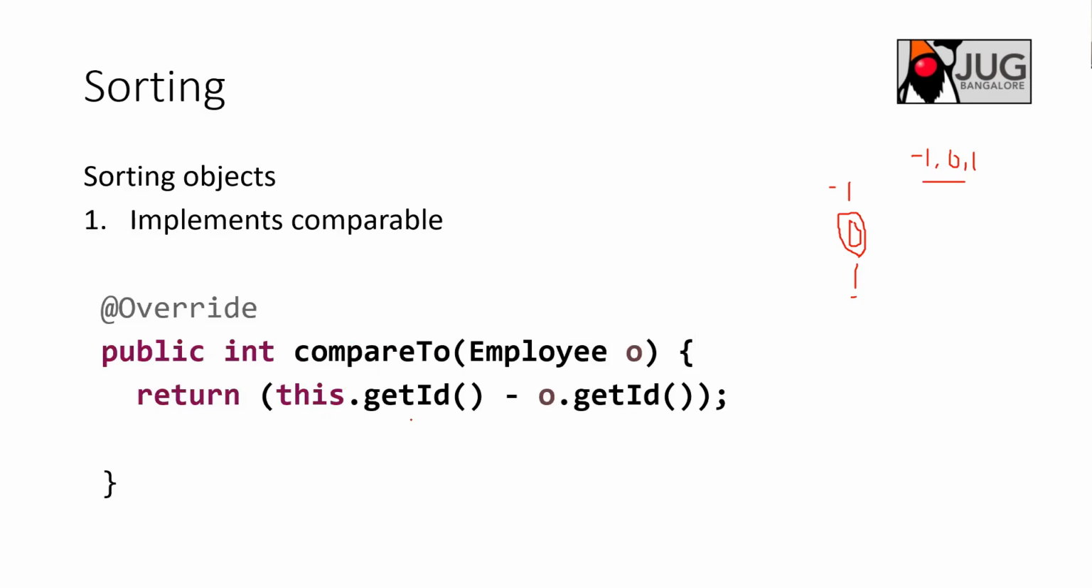So this.getId in any case, and the element which is passed to compare. So o.getId. getId is nothing but the id from that object. Okay, and that compares. So if it turns out to be -1, right? That means this element is smaller, because you are subtracting the larger element, which turns out to be -1.